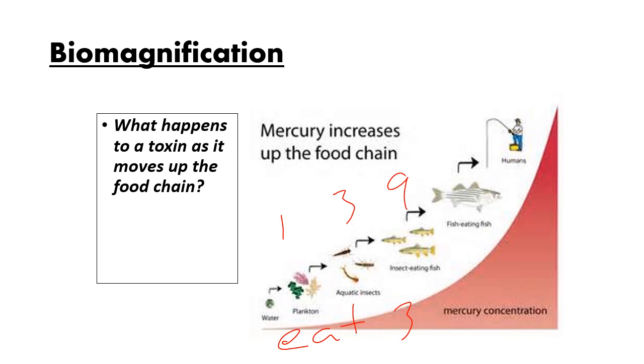This fish-eating fish needs to eat 3 of these insect-eating fish. Well, 3 times 9 is 27. And the human will need to eat 3 fish-eating fish. So look at how that went. It just grew from there. There you go. That's biomagnification. It just magnified. It just grew exponentially.